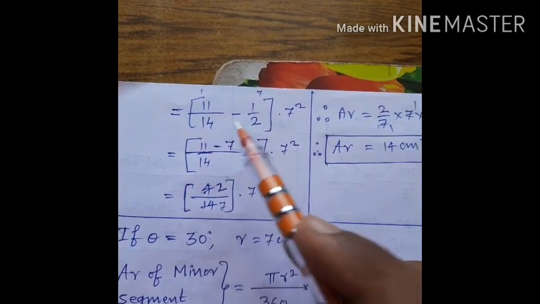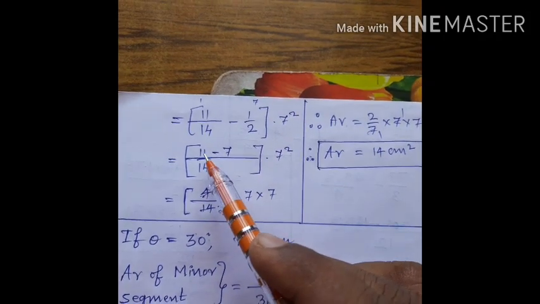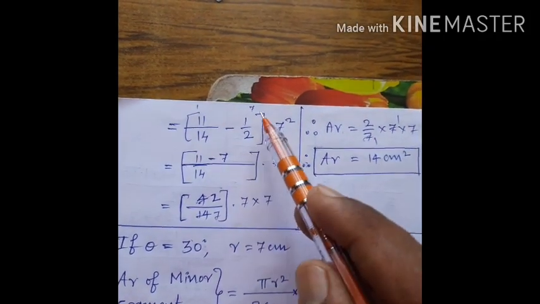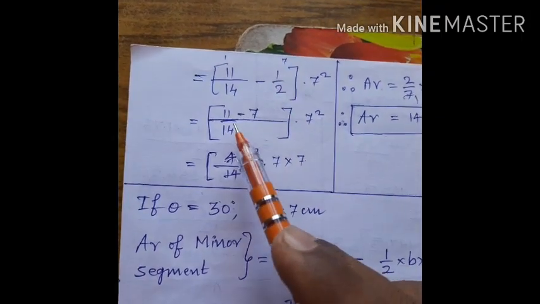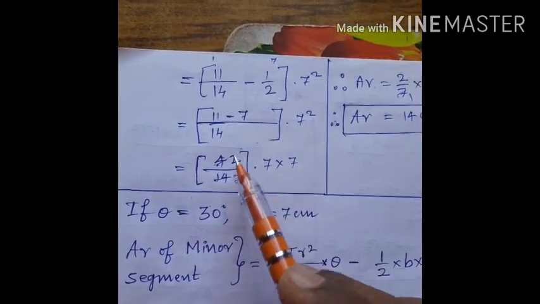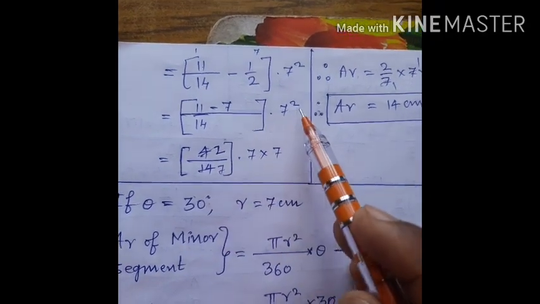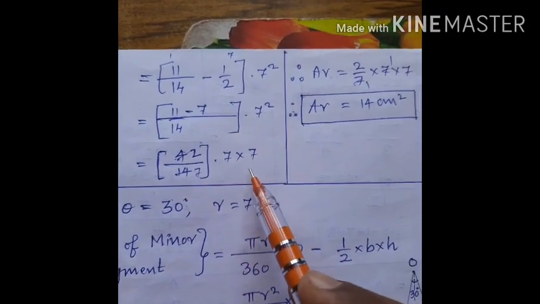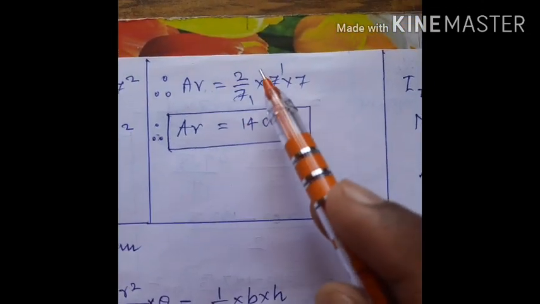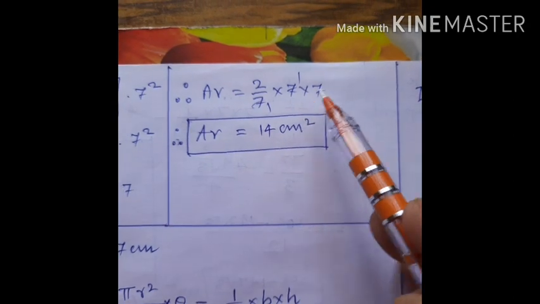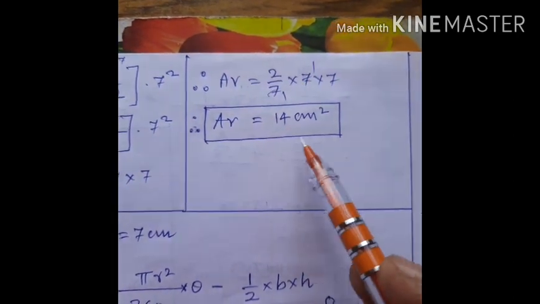What is the LCM of 14 and 2? It's 14. Okay. Therefore, 14 ones are 14 and 2 sevens are 14. Therefore, 1 11s are 11 and 7 ones are 7. 11 minus 7 is 4. Okay. So it is 4 by 14 into 7 square. This is 7 into 7. And here 2 2s are 4 and 2 sevens are 14. Therefore, area is 2 upon 7 into 7 into 7. Okay. 7 ones are 7, 7 ones are 7, then 7 2s are 14.